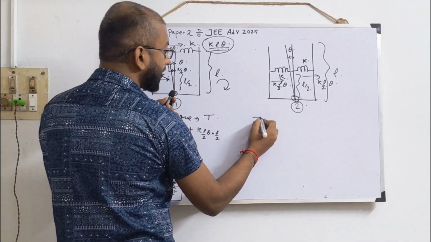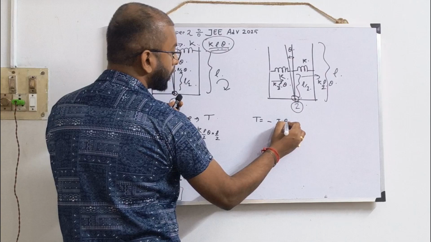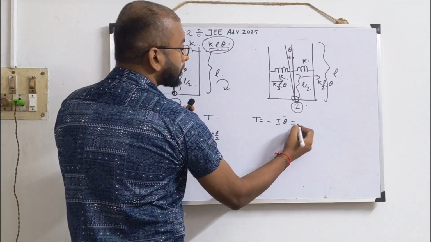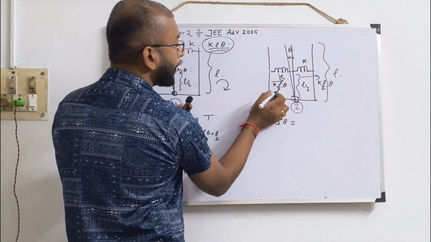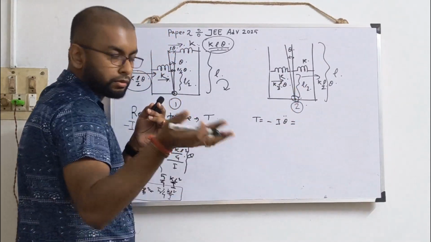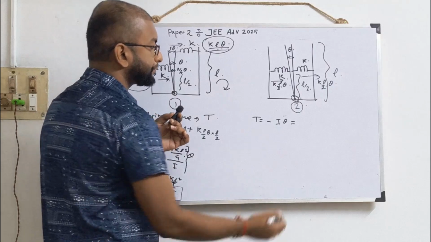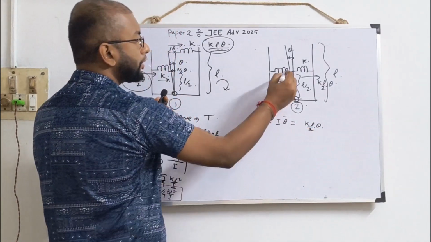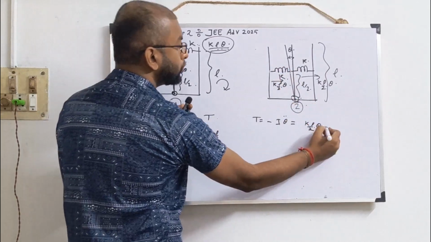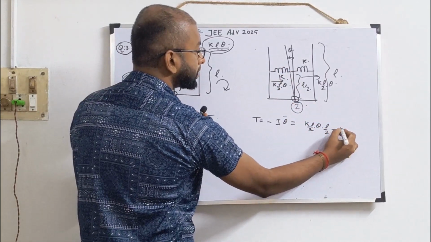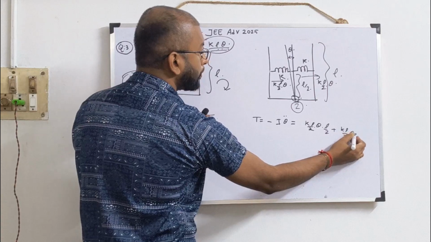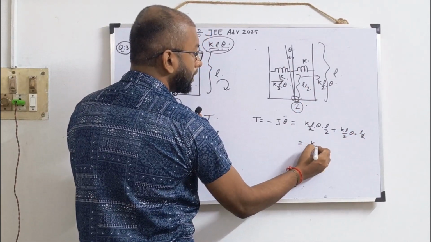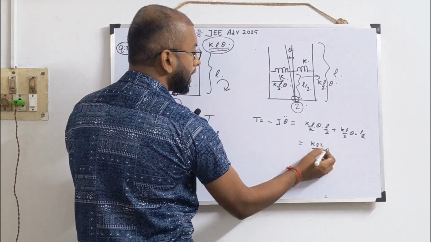So restoring torque for the second case, that is minus I theta double dot, because I is same for both the cases. So I theta double dot is going to be K into L by 2 into theta into the distance of the point of application of the force, that is L by 2, plus K L by 2 theta into perpendicular distance of the point of application of the force, that is L by 2. So ultimately I am getting K L square by 2 theta.